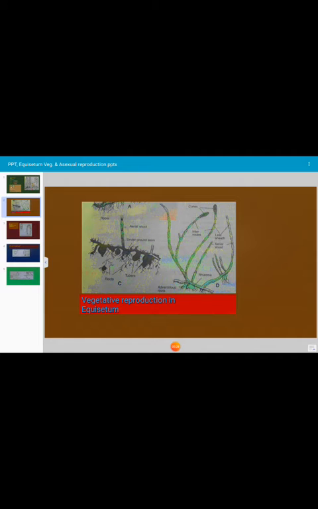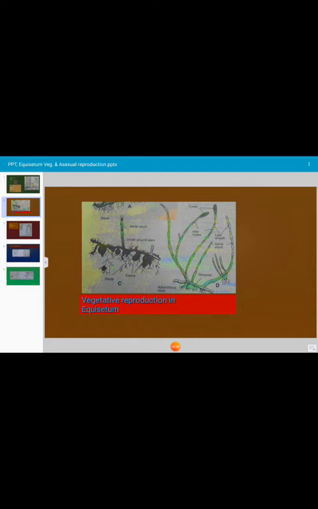The photograph is shown for the vegetative reproduction in Equisetum. The vegetative reproduction is by formation of tubers. The tubers are ovoid or pear-shaped structures. Generally, the tubers are formed at the nodal region of the Equisetum plant, and that consists of a single internode.